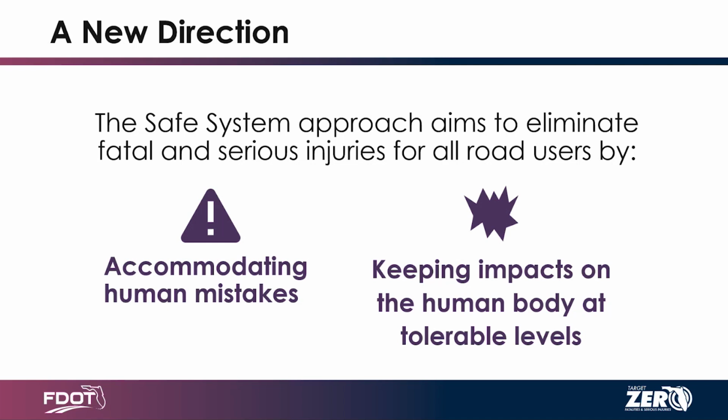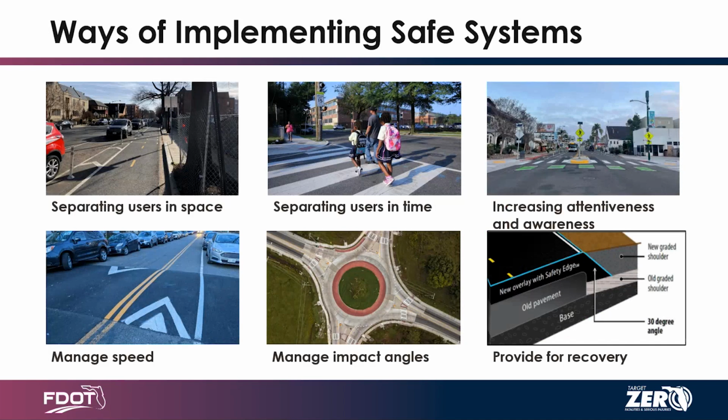The problem breaks down when people don't do what they're supposed to do, and that's where we've got to design for it. We are not unknowing how to do this. So separating users in space, separated bike lanes, for instance, and in time. Look at leading pedestrian intervals, getting the pedestrian out there first. Increasing attentiveness and awareness, signage, right? Striping. Manage speed, calming techniques, manage impact angles, changing those conflict points from an angle crash at a regular intersection to a rear end or a side swipe at a roundabout, and providing for safe recovery.